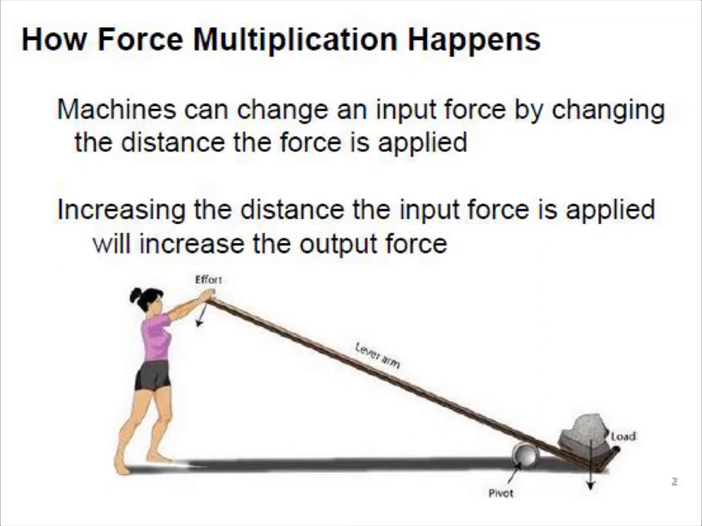Usually, but not always, we want to make our task easier by doing one of 3 things. 1, we could reduce our effort force, which would be our pull, our push, or our twist. Or we could, 2, reduce the distance we apply effort, again, push, pull, or twist. Or 3, change the direction of our effort force.